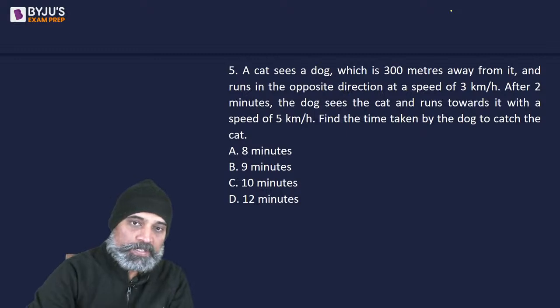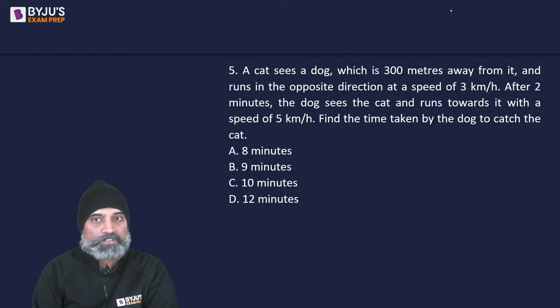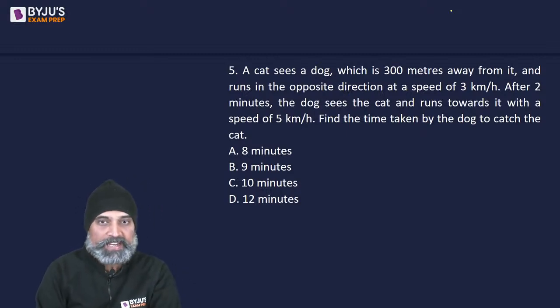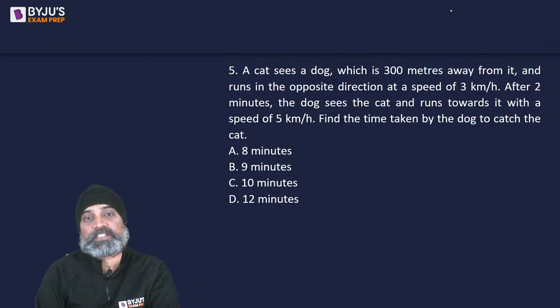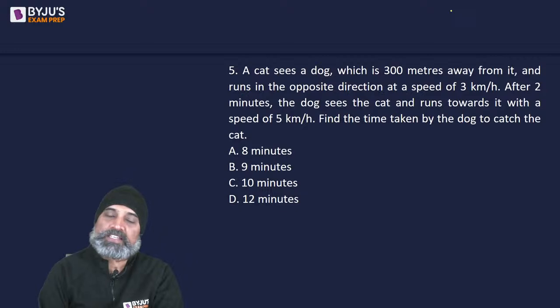Okay, next one. A cat sees a dog which is 300 meters away from it, and it runs in the opposite direction at a speed of 3 km per hour. After 2 minutes, the dog sees the cat and runs towards it with a speed of 5 km per hour. Find the time taken by the dog to catch the cat.